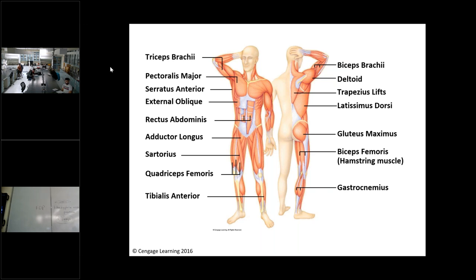You've heard of the abs, right? So rectus abdominis, that's what gives that washboard appearance, right? That's that muscle right there. The lats, the latissimus dorsi, very big muscle. Your traps, you see how that muscle is quite large, and very important for your neck range of motion and mobility and strength, and the movement of the shoulders, and then upper and lower extremities.